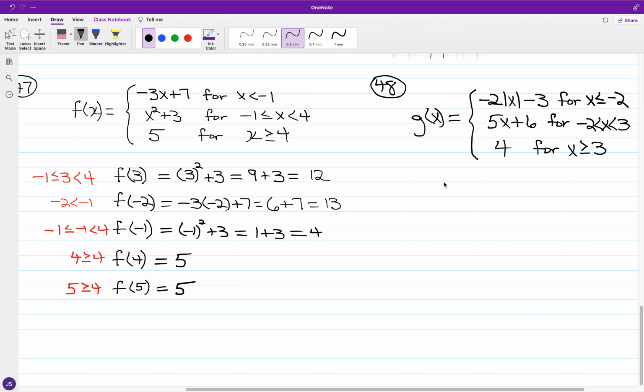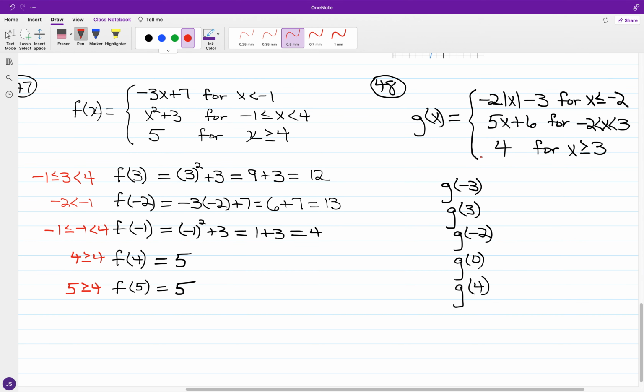And for the various inputs, we've got g of negative 3, and we have g of 3. Then we've got g of negative 2 as well as g of 0, and g of 4. So looking at the inputs, for g of negative 3, negative 3 is for x.